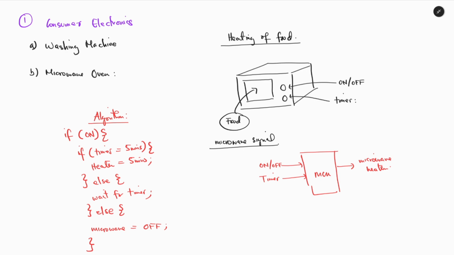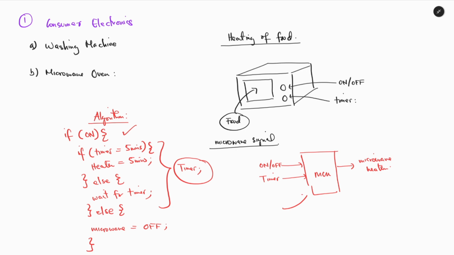Now, when the microwave is switched on, it will wait for the timer to be switched on. And if not, the microwave is off. And we can see that under the timer syntax, the system will always wait for the timer to be set, such as 2 minutes, 3 minutes, 5 minutes, 10 minutes, or 20 minutes, depending on the type of food you insert into the timer. And if the microwave is not switched on, then automatically the microwave is switched off.